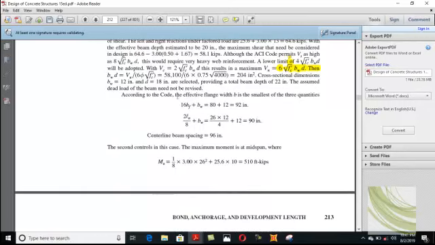Now, according to code, the effective flange width B is the smallest of the three quantities. These quantities will be used in a T-beam design. Okay.